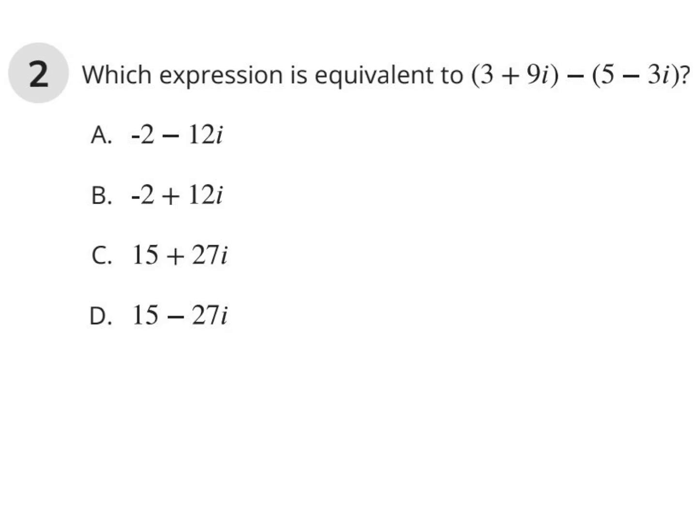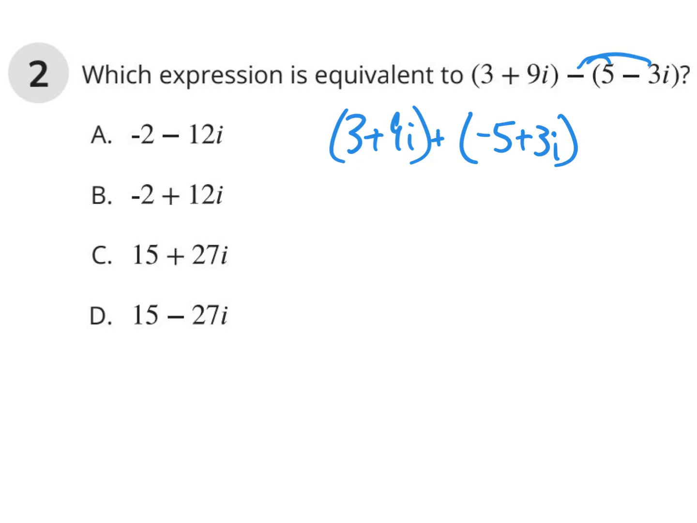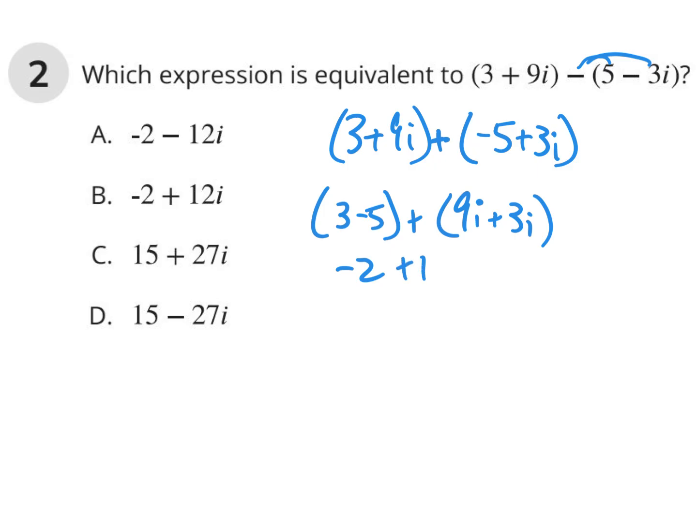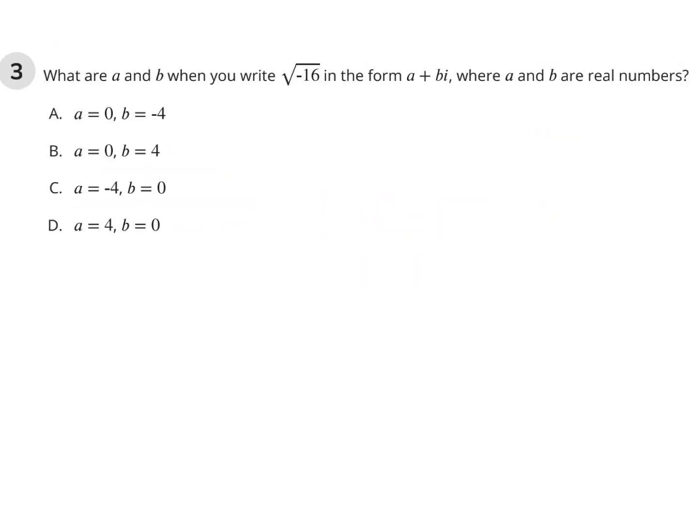Okay, which expression is equivalent to this addition problem? So now the first thing you do is distribute the negative. So this becomes 3 plus 9i plus -5 plus 3i. Now, after we sort out the subtraction, put your real numbers with your real numbers and your imaginary numbers with your imaginary numbers, and we get -2 plus 12i, which leaves us with B.